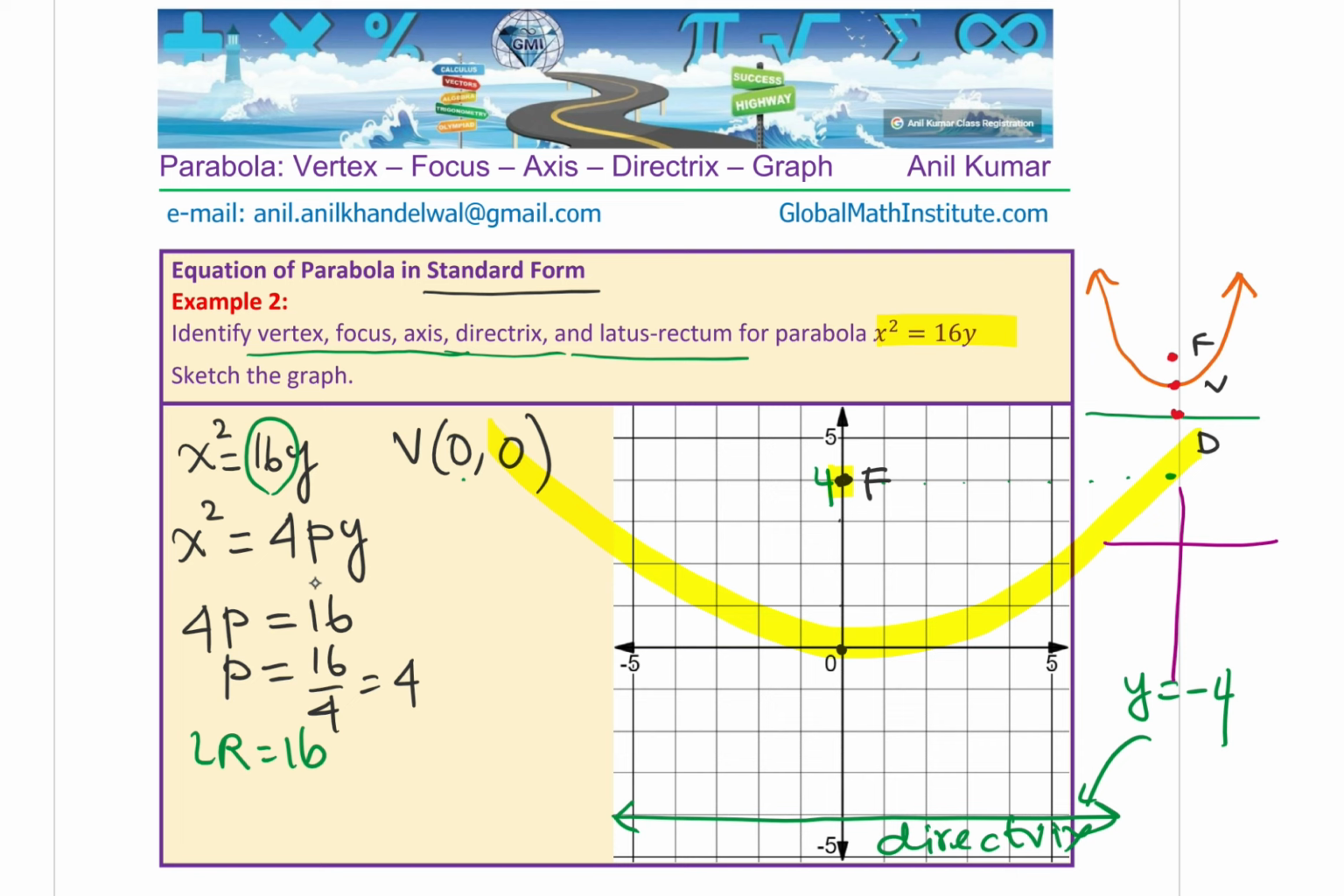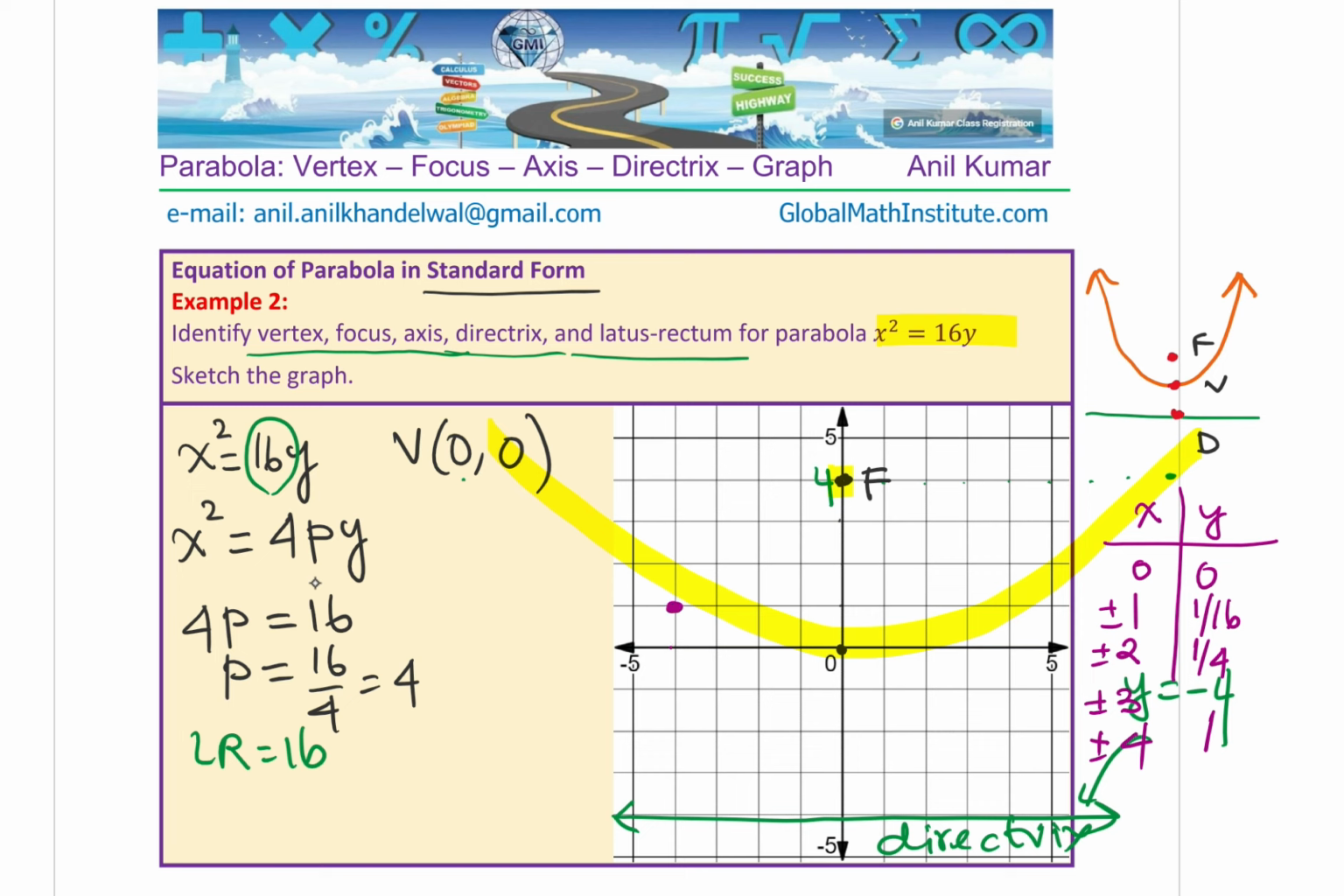Taking the value of x as, let's say, 0, we get y equals 0. If I take x as plus or minus 1, y will be 1 over 16. If I take x as plus and minus 2, it will be 1 over 4. If I take plus and minus 3, 3 squared is 9, so we get 9 over 16. So plus and minus 4 is going to give us the value of 1. You get the idea. At plus and minus 4, we get the value of 1.